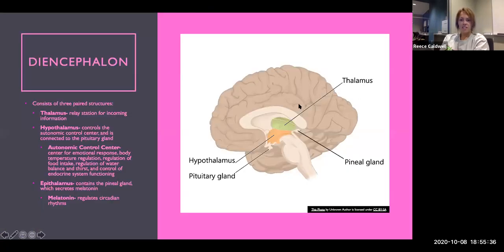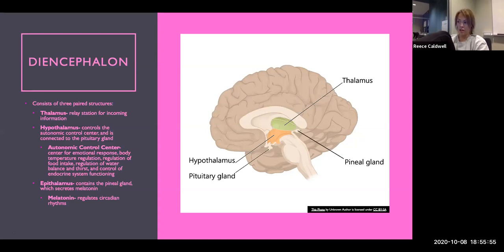So then we have the diencephalon, which is this entire region right here. So let's look at the structures of the diencephalon. So we have the thalamus, which is a relay station for incoming information. Don't need to know that. We have the hypothalamus, which is the autonomic control center.